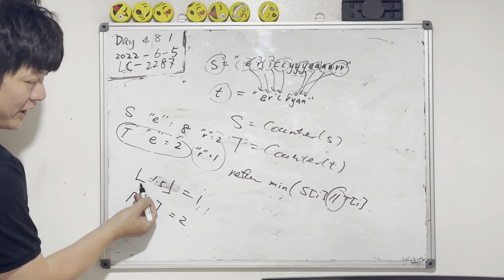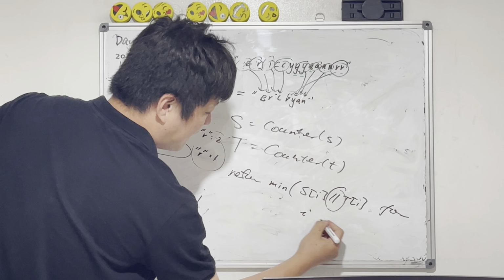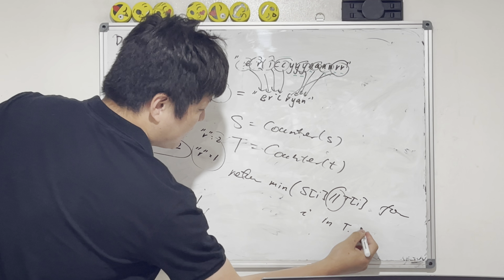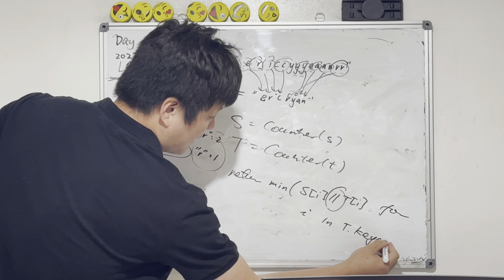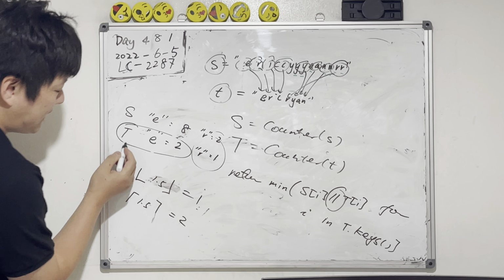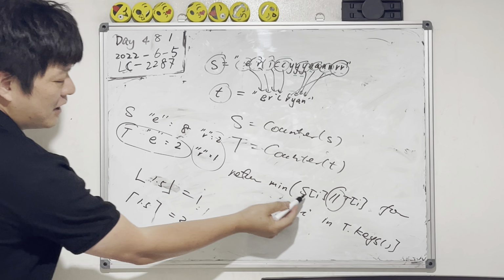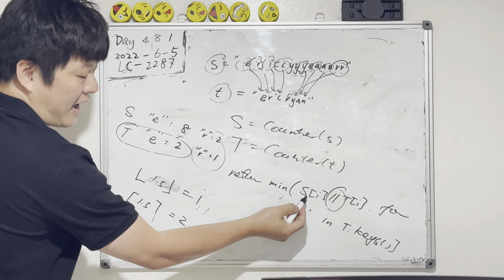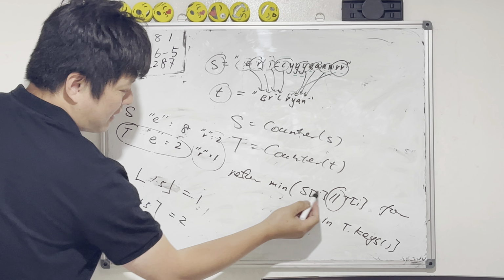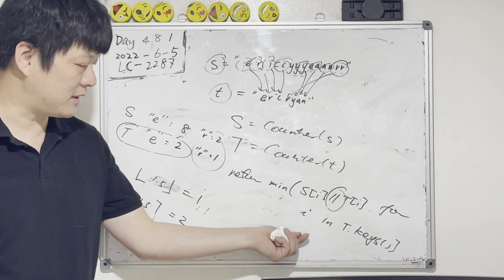So we want to get a minimum of SI divided by TI for I in T dot keys, okay? So we want to go through the letters in T and we find out the corresponding SI divided by TI. We want to get the minimum, okay? That should be the answer.